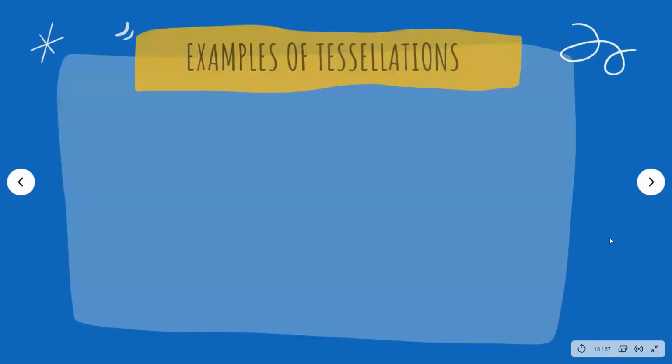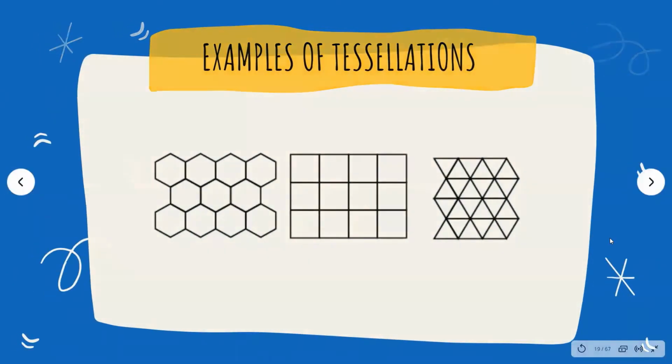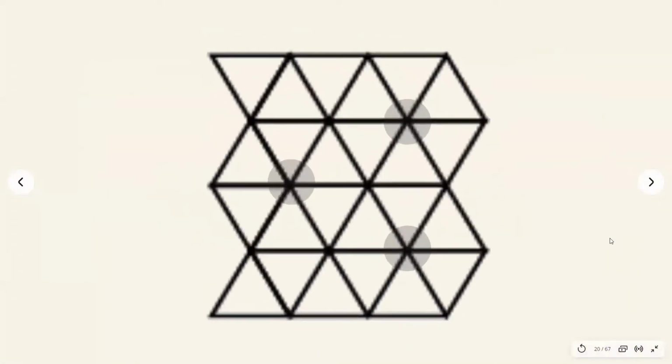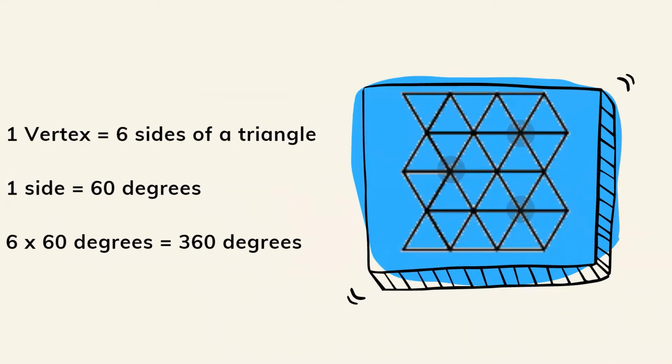Last, the third figure is the tessellation full of triangles. Taking a look at this, if you take a look at the vertex, around it, there are 6 sides of a triangle surrounding the vertex. And in this case, the triangles are equilateral triangles, meaning that each interior angle of the triangle is equal to 60 degrees each. So, if there are 6 sides of a triangle surrounding the vertex, and each side is 60 degrees, so 6 times 60 is equal to 360 degrees, still following the condition we said earlier, which makes these shapes tessellations.